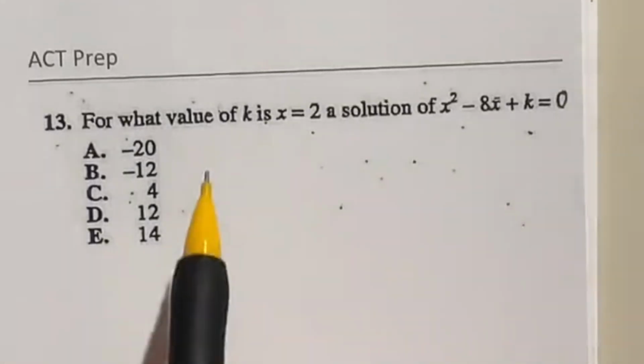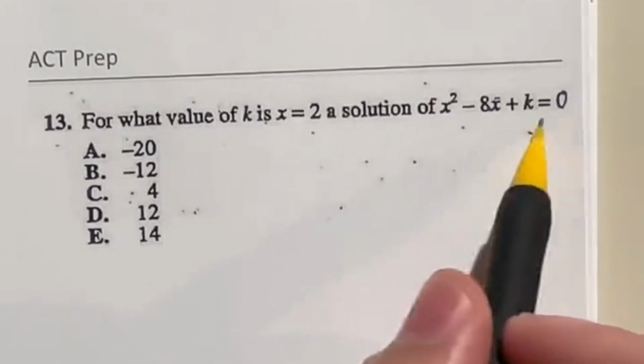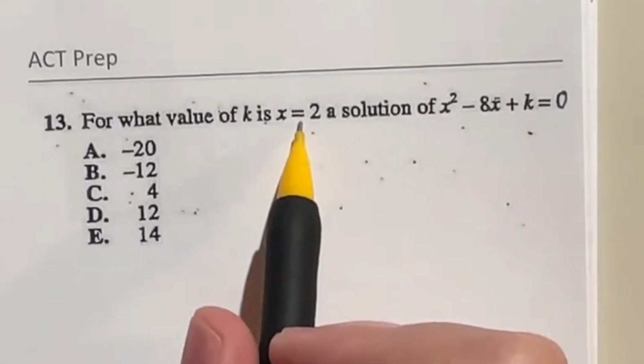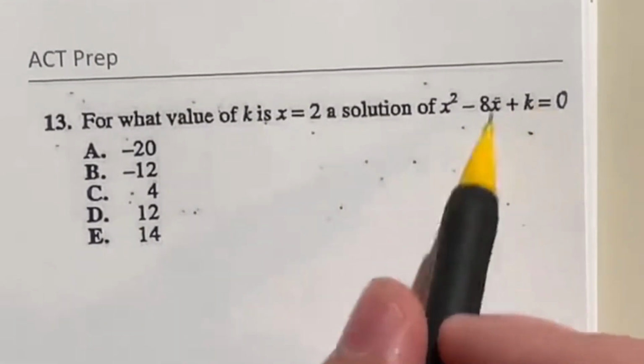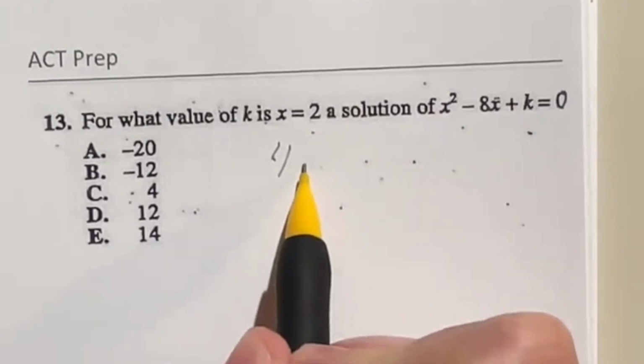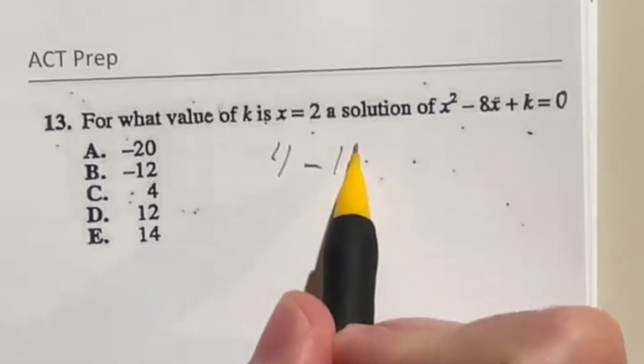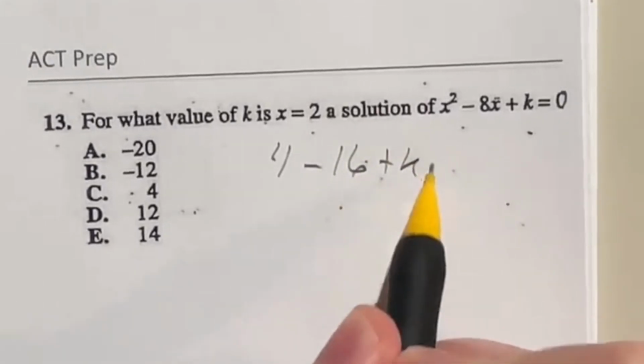Alright, so this question says, for what value of k is x equals 2 a solution for this equation right here? So what I'm going to do is plug in this 2 for the x and see what we're left with for the equation. So 2 squared is going to give me 4 minus 2 times 8, which is going to be 16. And then we still have that plus k equals 0.